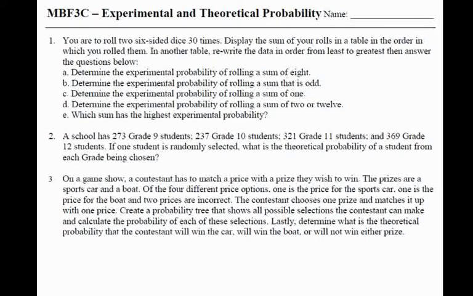The second question is pretty straightforward. You're just calculating theoretical probability of each of these situations of a student being selected from one of the 4 grades. In the third question, you're creating a probability tree.